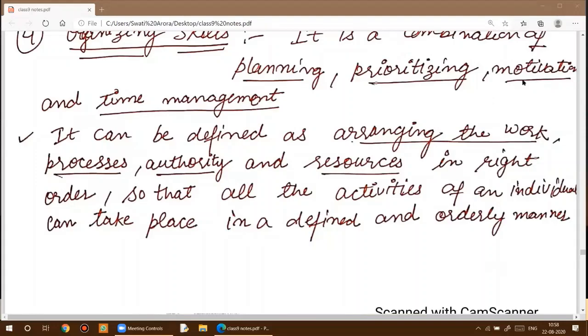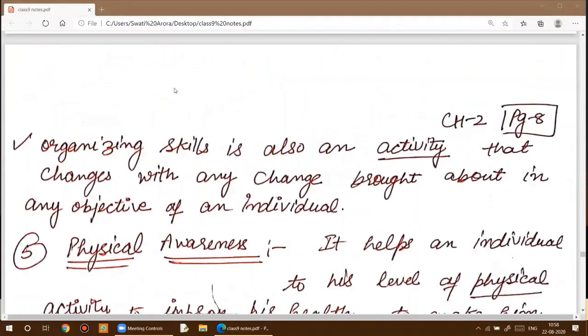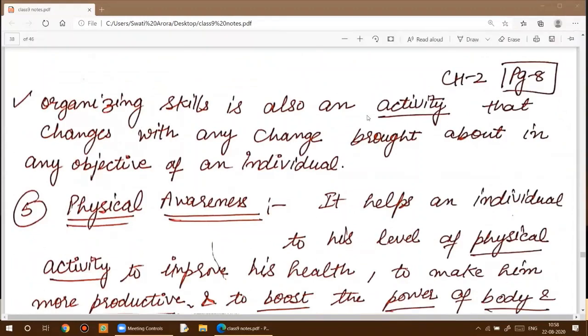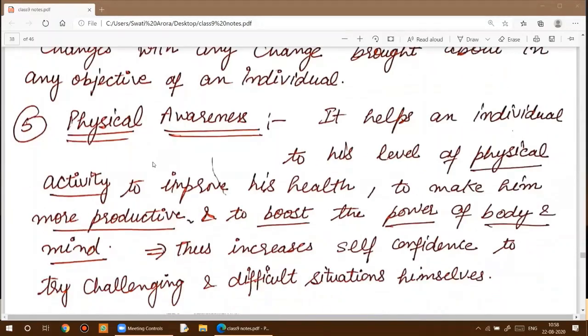Then again, you have to motivate yourself. You have to adjust your timetable accordingly. So organizing skill is also an activity that changes with any change that you have brought in the objective of an individual. Okay, so next is physical awareness.